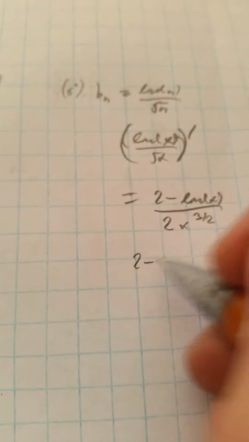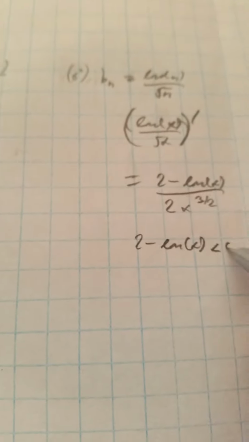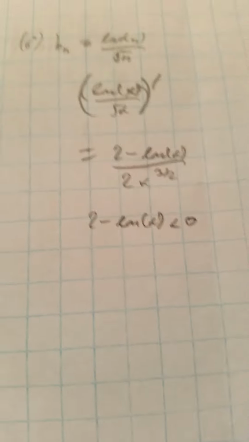Now we can't tell right away that this is a decreasing function for x of any number. So we must do the derivative. So we have ln x over square root x prime, which is equal to, let's see, 2 minus ln of x over 2 times x to the power of 3 over 2. So here we see that it is decreasing for 2 minus ln of x less than 0, the numerator.